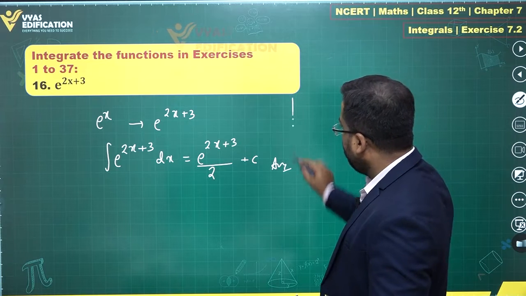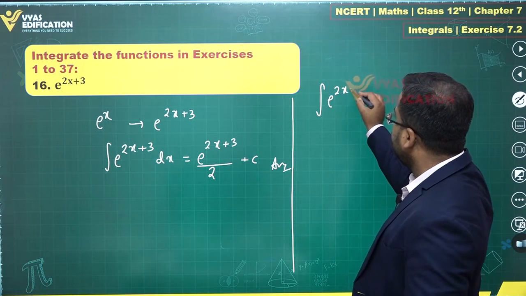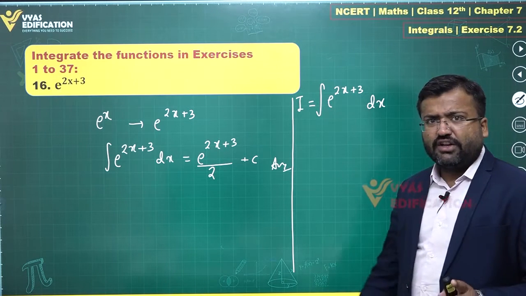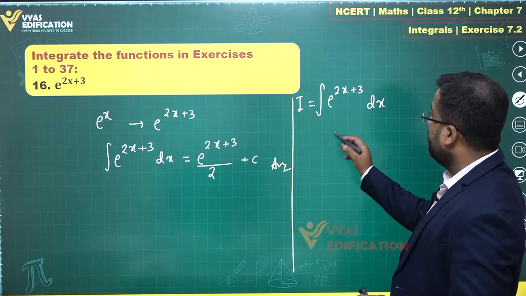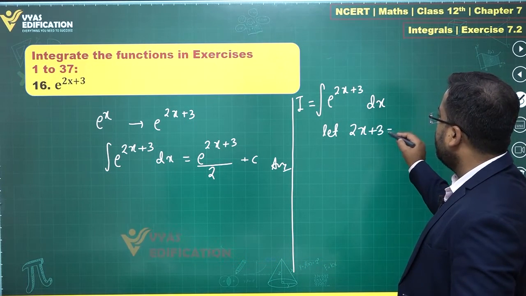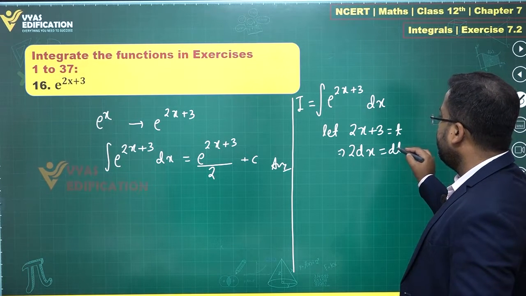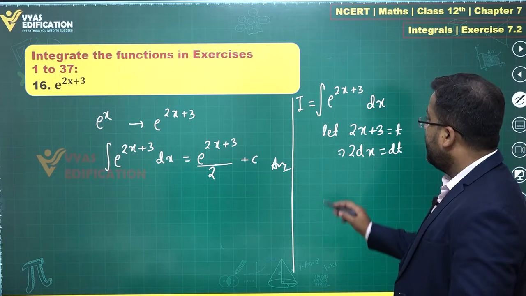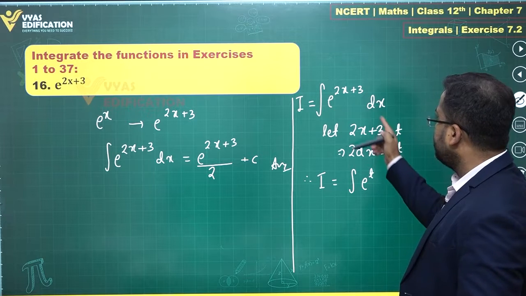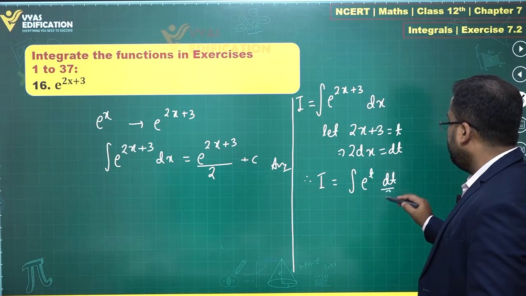Alternatively, if you want to use pure substitution, so what you will do is, for integrating e power 2x plus 3 dx, I equals this. This is alternatively, by using pure substitution, what you will see is let 2x plus 3 equals t. Okay, that tells me 2 dx will be equal to dt. Is that okay? Yes. Therefore, I becomes equal to integral e power 2x plus 3, which is t, and dx is equal to dt upon 2.